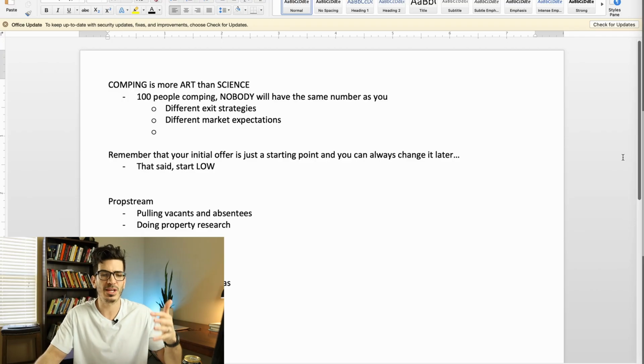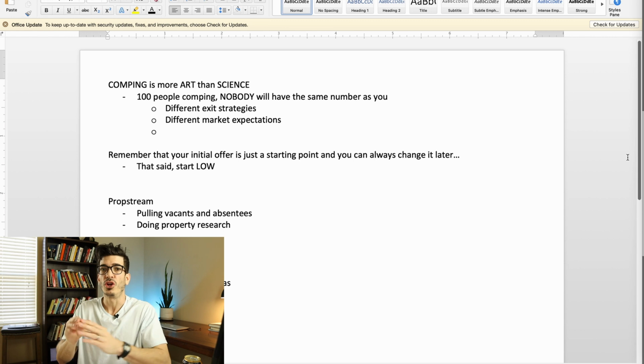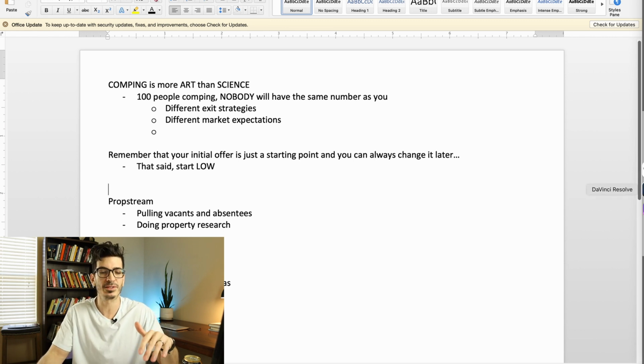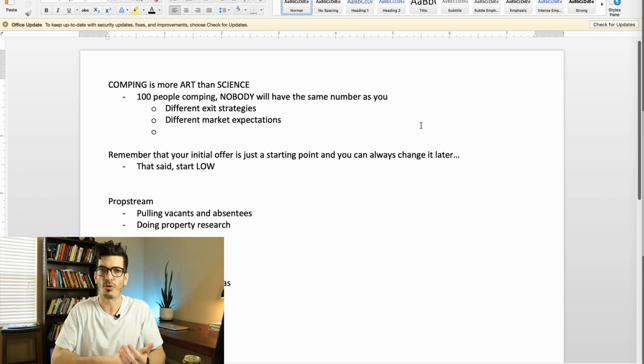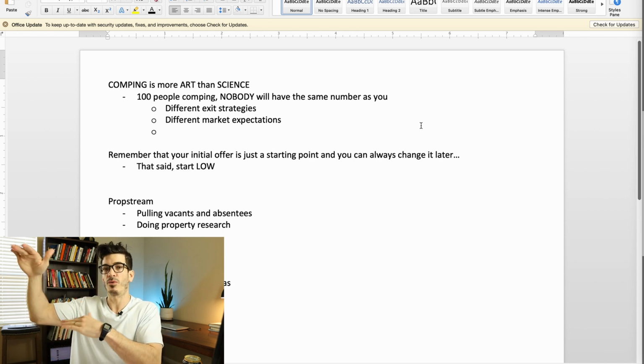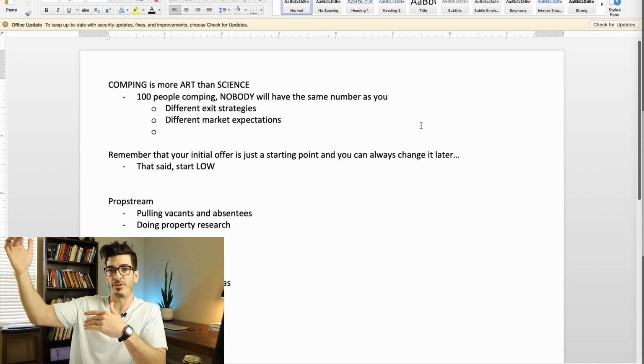But first I wanna start by saying comping is more of an art than it is a science. If you have 100 people comp a property, most likely nobody is gonna have the same exact number as you. And that's just because there's different exit strategies for the property. So say someone buys the property and they're going to value it at maybe $200,000 because they plan to keep it for a year, then sell it.